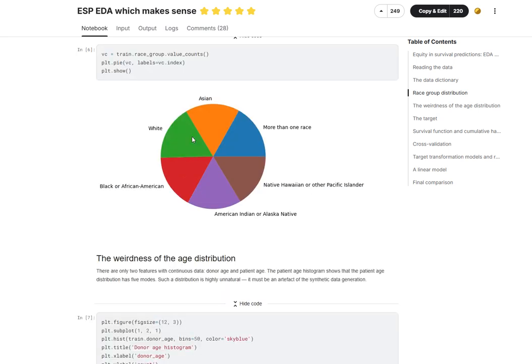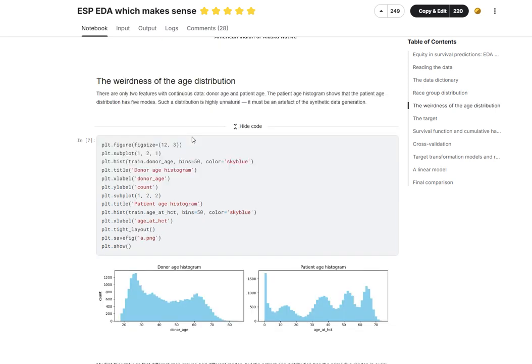Now let's talk about age. We have two age-related features, donor age and patient age. The donor age histogram looks somewhat normal, but the patient age histogram is very strange. It has these 5 distinct peaks, or modes. This is highly unnatural and is probably an artifact of how the synthetic data was generated for this competition. It is important to be aware of this weirdness.